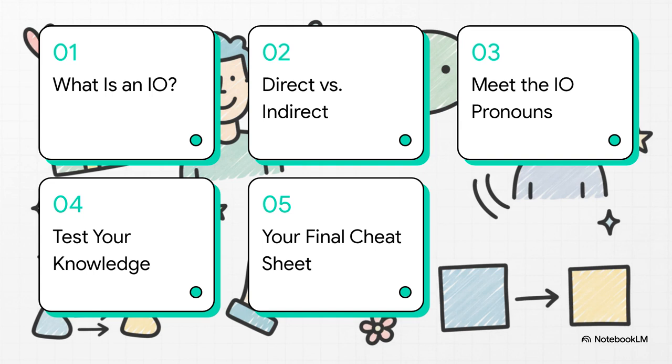First, what is an indirect object? Then, we'll sort out the whole direct versus indirect thing. After that, we'll meet the pronouns. This is the good stuff. Then, test what you've learned. And finally, you'll get a super handy cheat sheet to take with you.